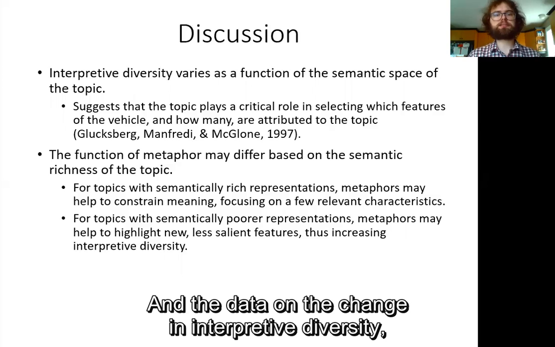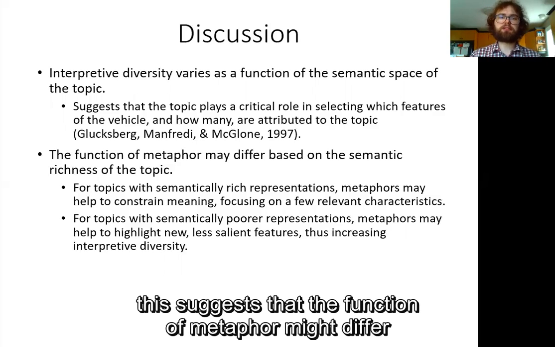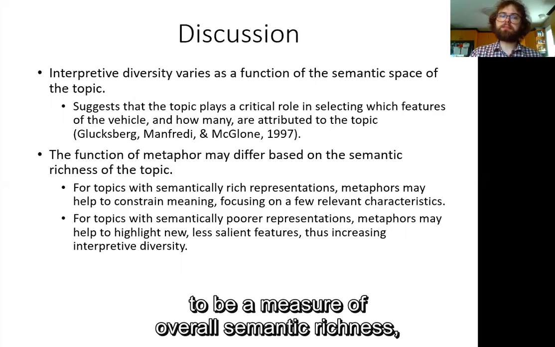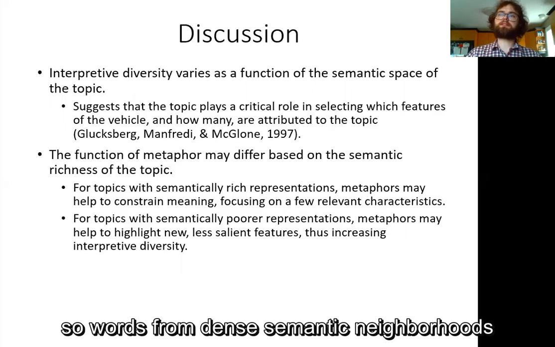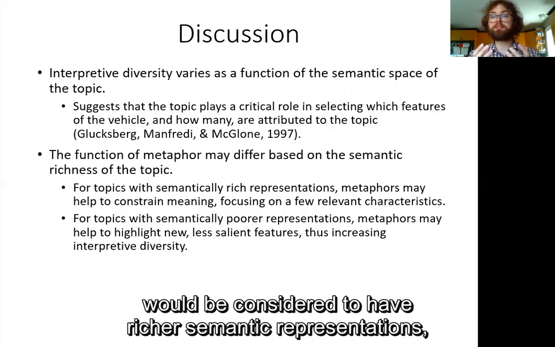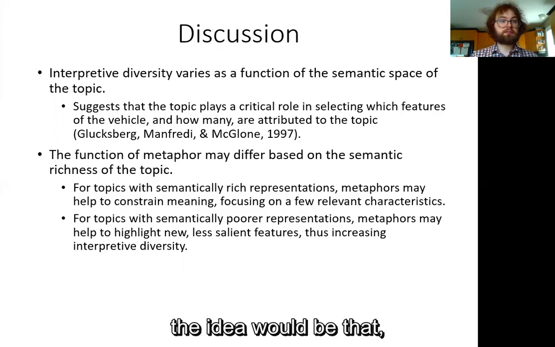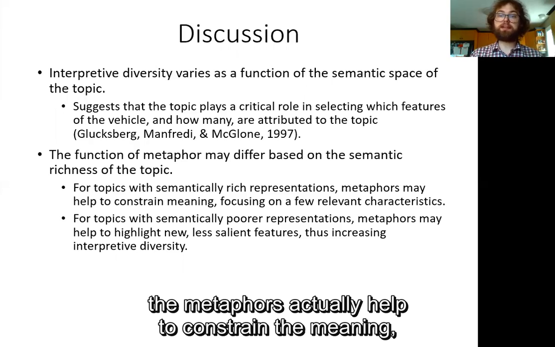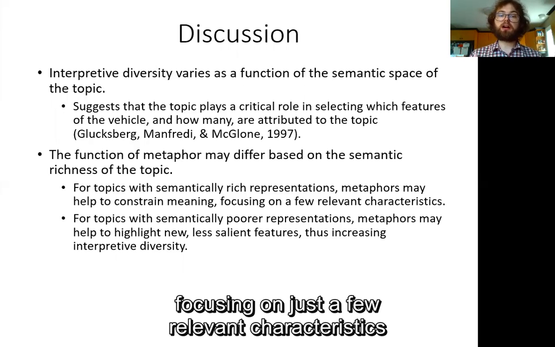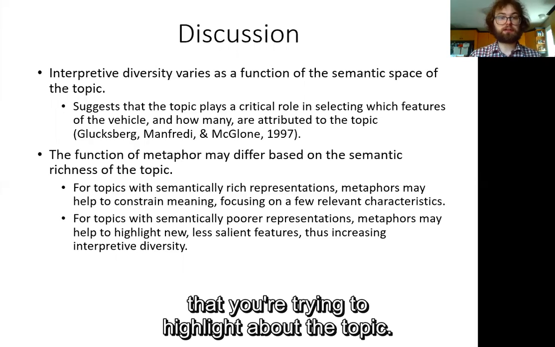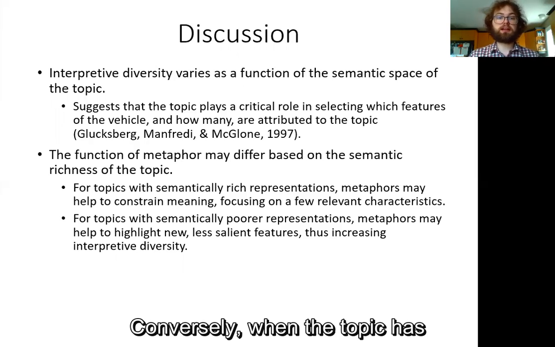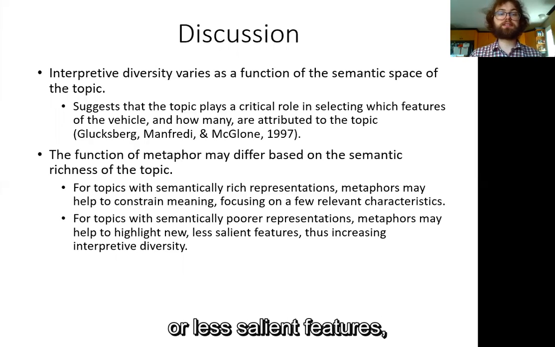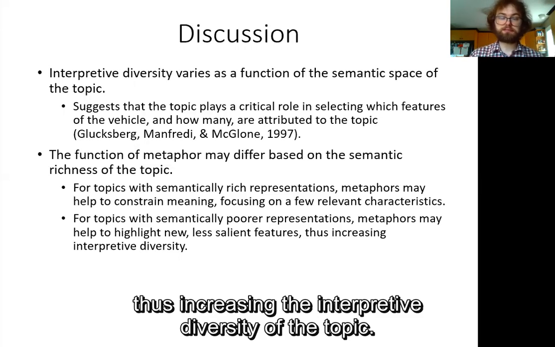And the data on the change in interpretive diversity suggests that the function of metaphor might differ based on the semantic richness of the topic. So if you kind of take semantic density to be a measure of overall semantic richness, so words from dense semantic neighborhoods would be considered to have richer semantic representations. The idea would be that when the topic has a rich semantic representation, the metaphors actually help to constrain the meaning, focusing on just a few relevant characteristics that you're trying to highlight about the topic. Now, conversely, when the topic has a semantically poorer representation, the metaphor might help to highlight new features or less salient features, thus increasing the interpretive diversity of the topic.